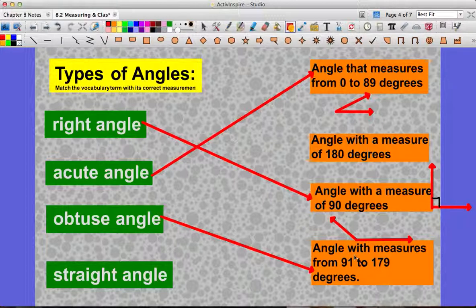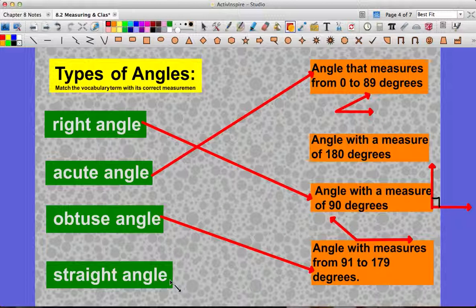Now I know a lot of us have learned that an acute angle is a cute little angle. So it helps you remember that it's a small angle. An obtuse angle is a big angle, so it's going to be your larger angles.